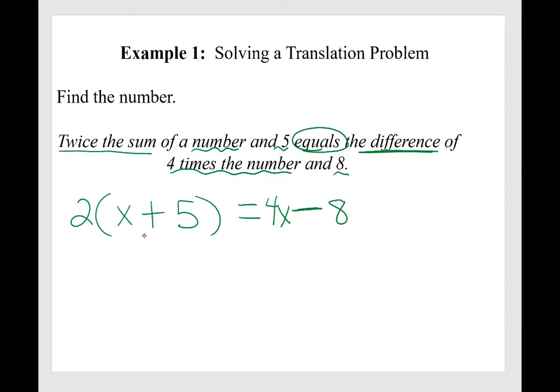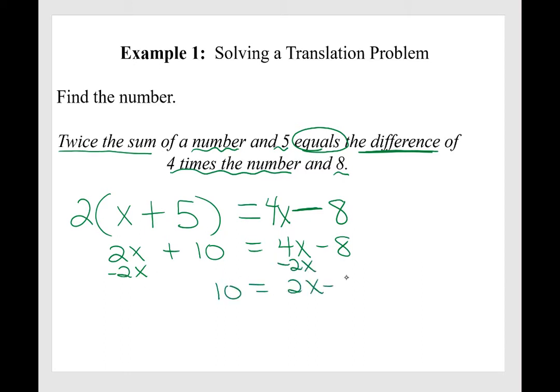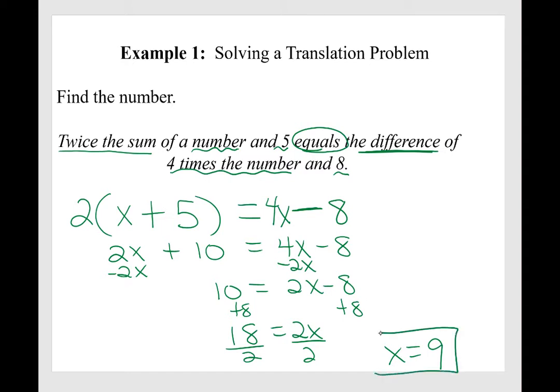All right, so once you have the equation, you're going to solve it just like we did any other equation in section 2.4. So you're going to get rid of those parentheses. Make sure both sides are simplified as much as possible. You're going to get all of your variable terms on one side. Remember, get rid of that smaller one. So 10 equals 2x minus 8. You're going to add 8 to both sides. So you get 18 equals 2x, and then you're going to divide both sides by 2. So you get x equals 9. Now, this says the number equals 9. So you really don't have to write it in words because that's actually what the symbols mean. So our number is 9.